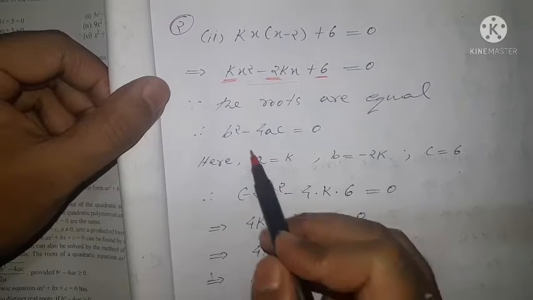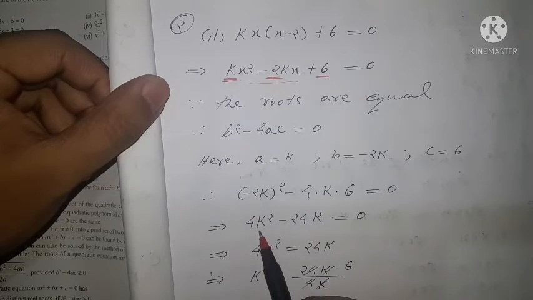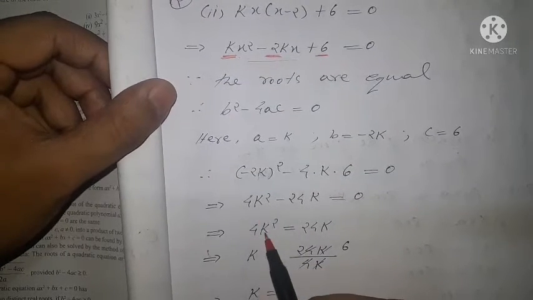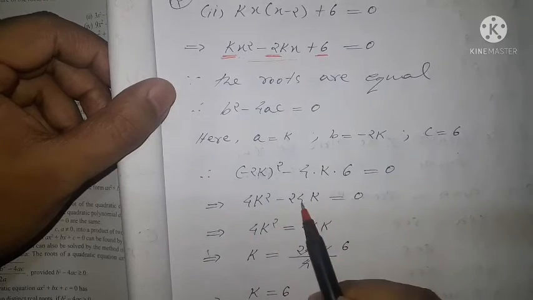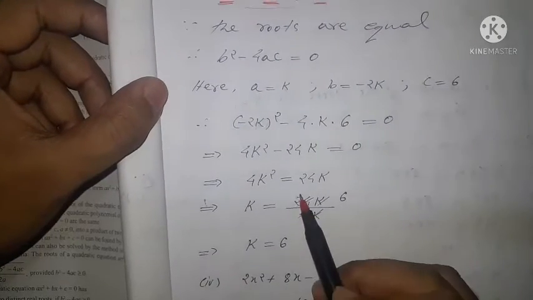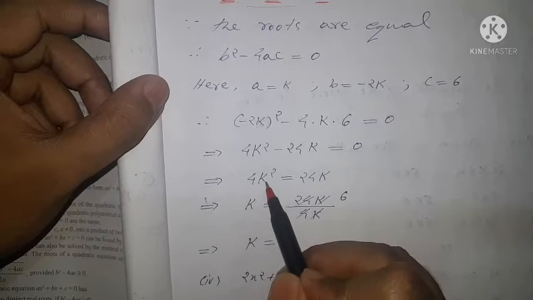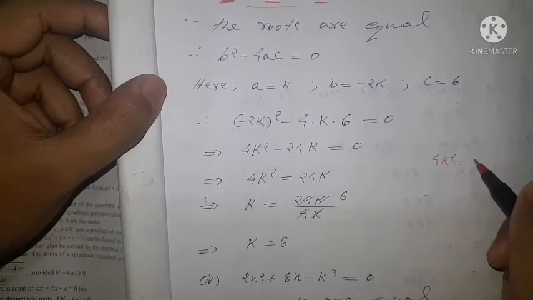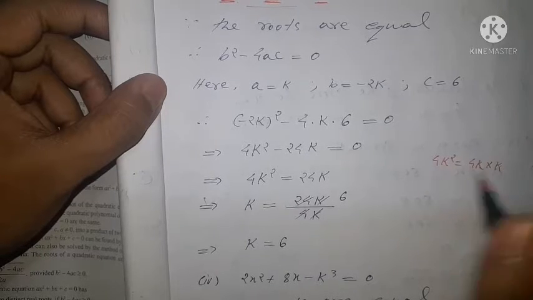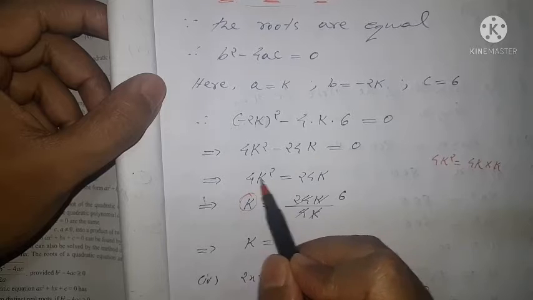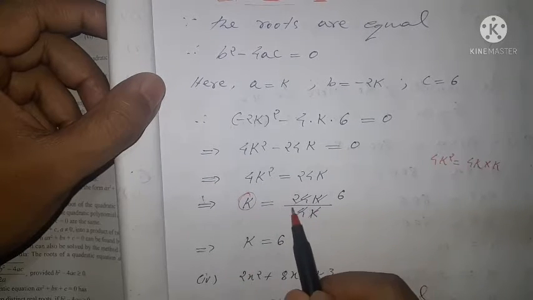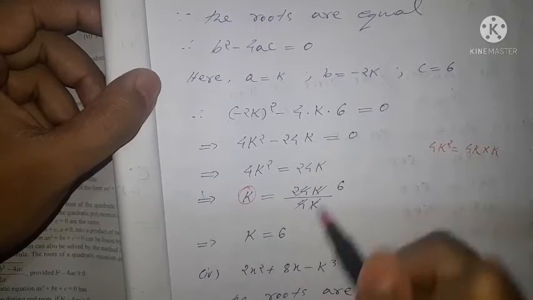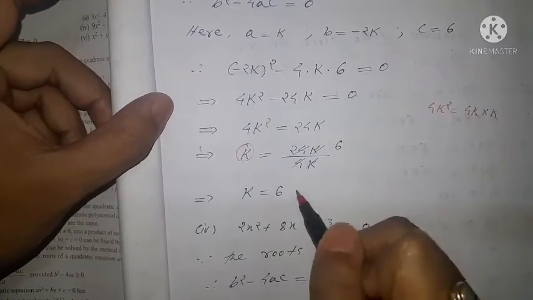If we substitute these values in b square minus 4ac, we will get 4k square minus 24k is equal to 0. So we keep 4k square on one side and 24k moves to the other side. 4k square means 4k into k, so 4k moves to the other side and it becomes 24k divided by 4k. So k cancels k, and 4 cancels 24, and 6 remains. Therefore the value of k is 6.